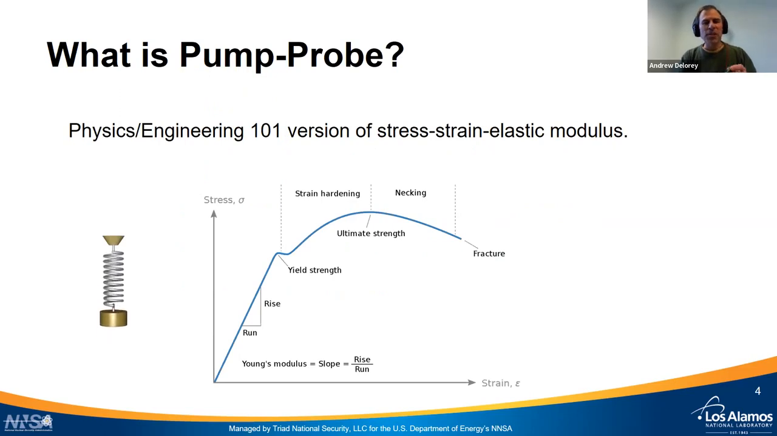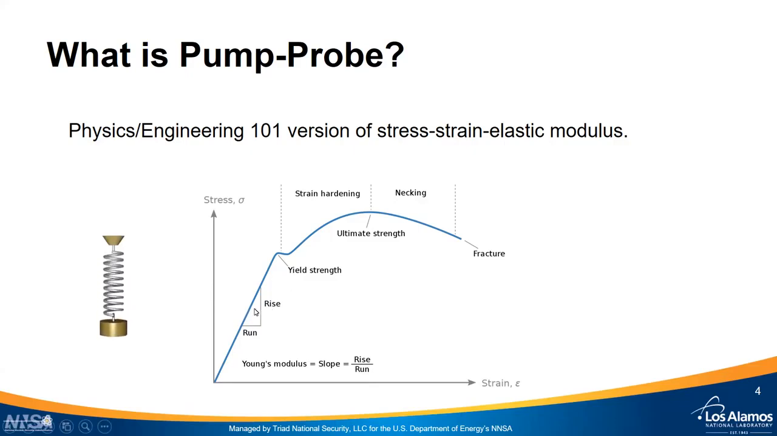So I'm just going to define pump probe. That's in my title. Probably a lot of you know what it is, but just in case not everybody does, this is a physics and engineering 101 version of what stress and strain means in the elastic modulus. Can everybody see my cursor? You can see it, Andrew. Okay, so we have this linear part of the stress strain curve, and then after you get to the yield strength, you get some other kinds of behavior, but most of the time we're working in this linear part of it. And in seismology, we're often working in this linear part of it.